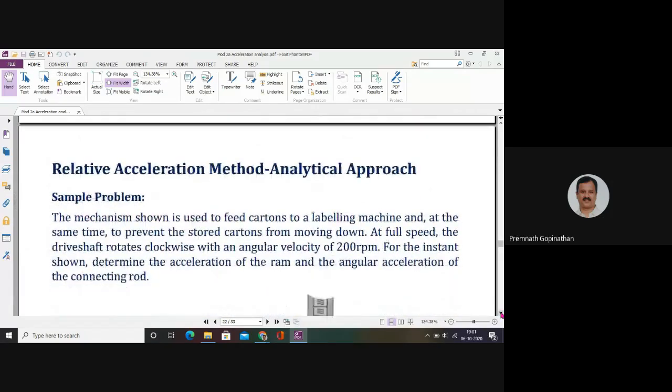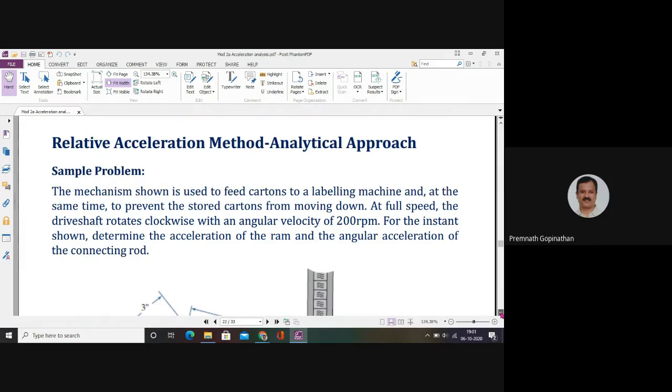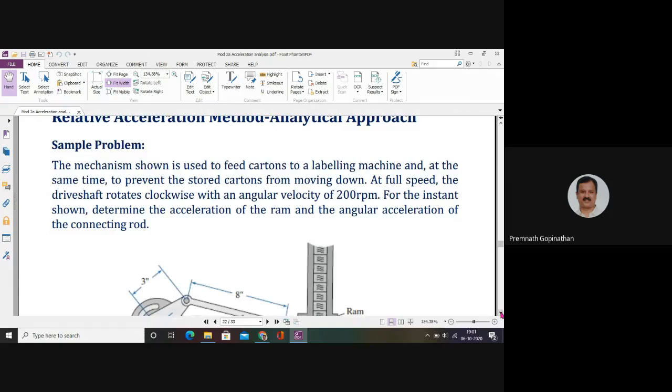We'll start today's session. Today we'll discuss a relative acceleration method by adopting an analytical approach. Now we'll start with a simple example so that we'll be able to understand it quite clearly.